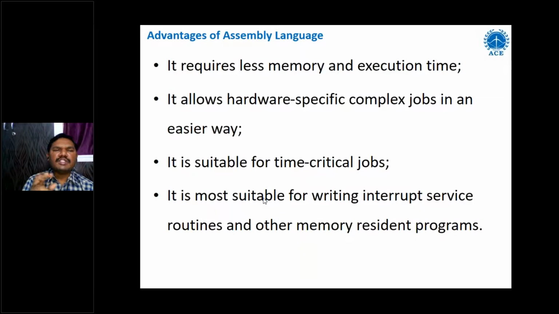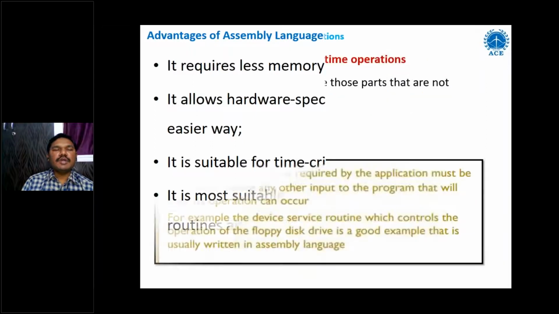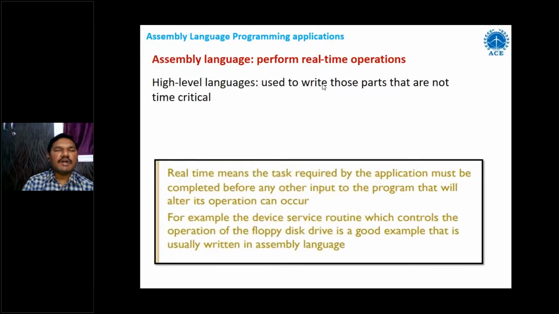It occupies very less memory compared to machine code. It allows hardware specific complex jobs. Okay, so this is one of the applications of assembly language: it performs real-time operations, whereas high-level language is used to write those parts that are not time critical. Right, so this is the main reason why assembly languages are still used in the industries. High level languages are not suitable for designing time critical job based applications.